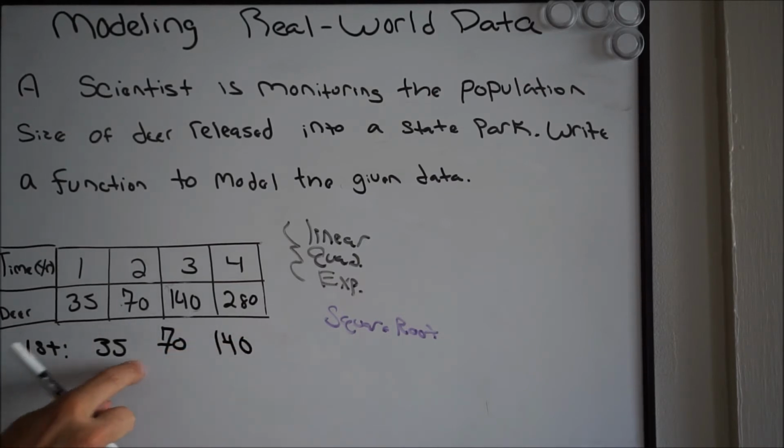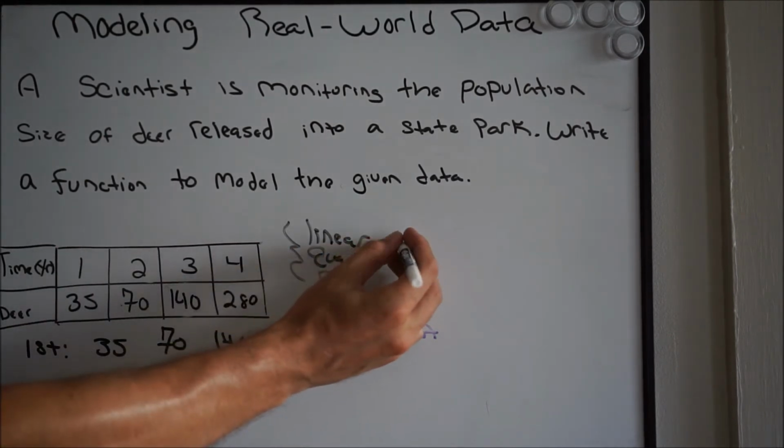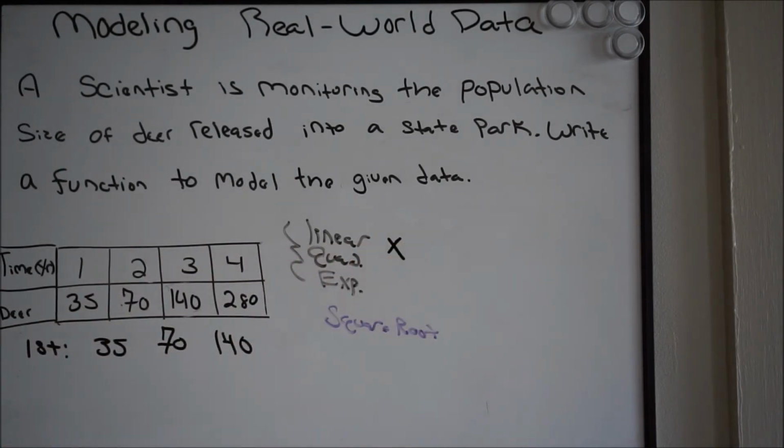So notice here, it is not a constant first difference. Those are all different values. So we can already write off that this is not going to be linear. Let's try the second difference. If these are all going to be constant, then it will be a quadratic. If not, we keep moving on.